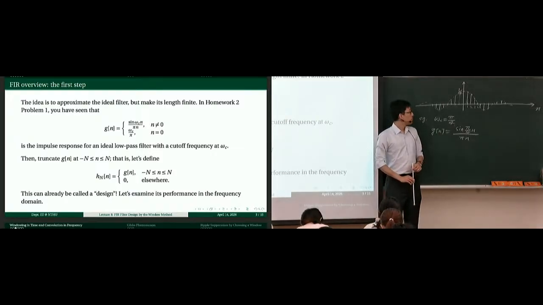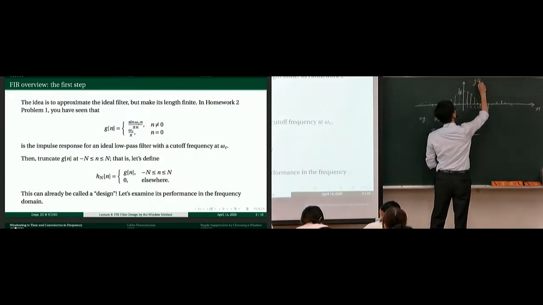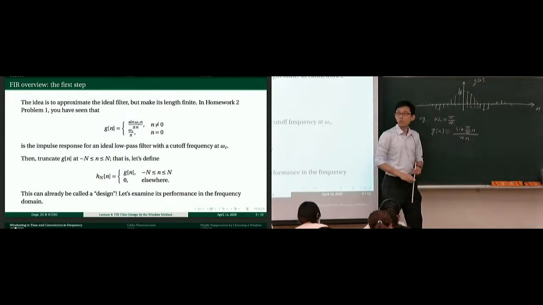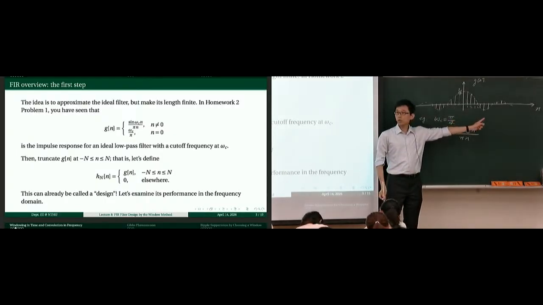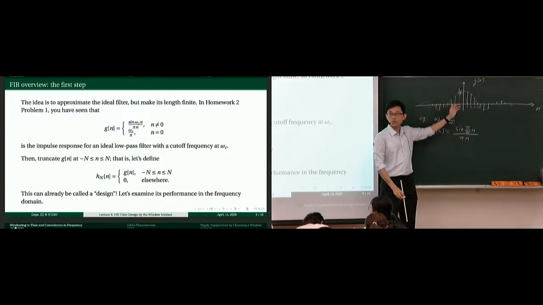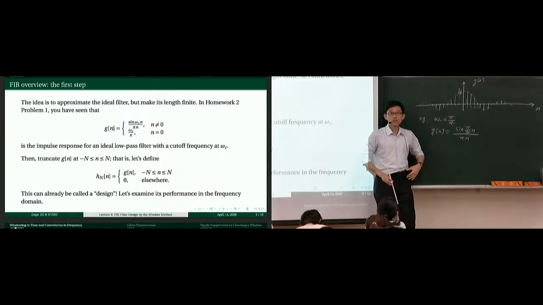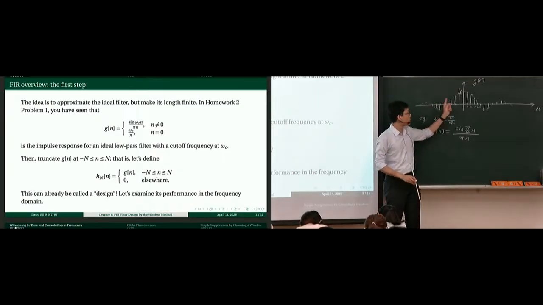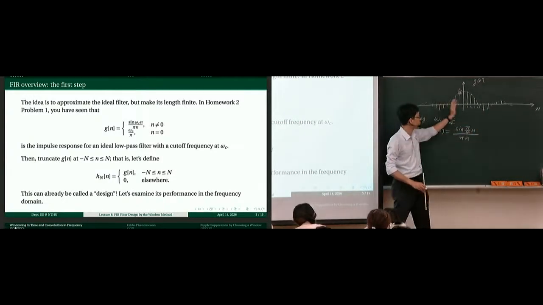But now immediately, this is g[n]. Immediately, we see a problem. We have a serious problem. The problem is that this response extends indefinitely on both sides of the time axis. It extends to minus infinity, extends to plus infinity.